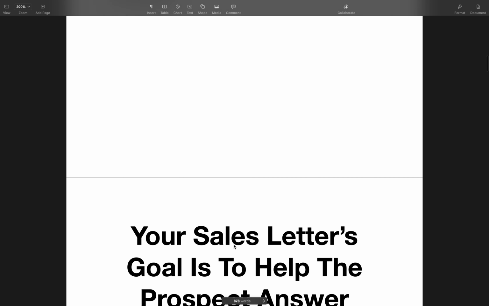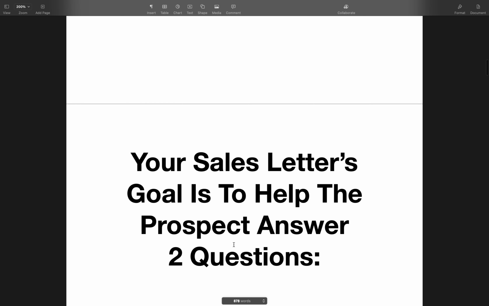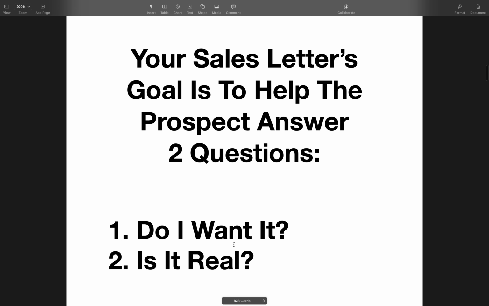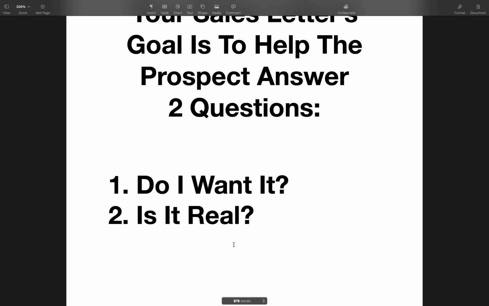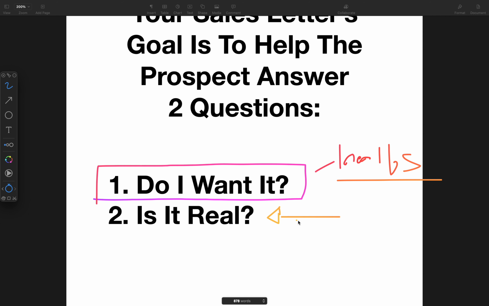So, first things first, your sales letter's goal is to help the prospect answer 2 questions. These are the 2 universal questions that every prospect is going to have when they're reading your stuff, which is 1, do I want it? And 2, is it real, right? So the reason I talk about this is, let's say that I say that I have a weight loss pill that burns 1,000 calories a minute, right? If that were real, they would want it. However, because they don't believe that it's real, they're not going to care, right?